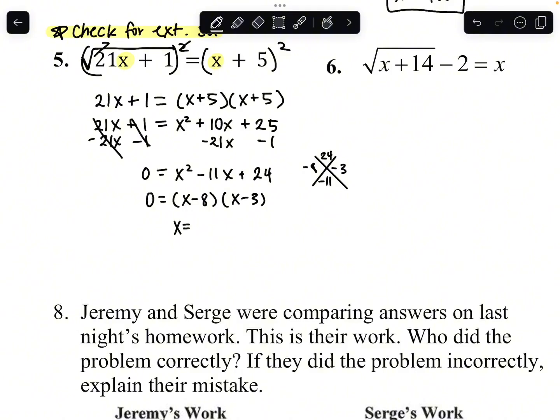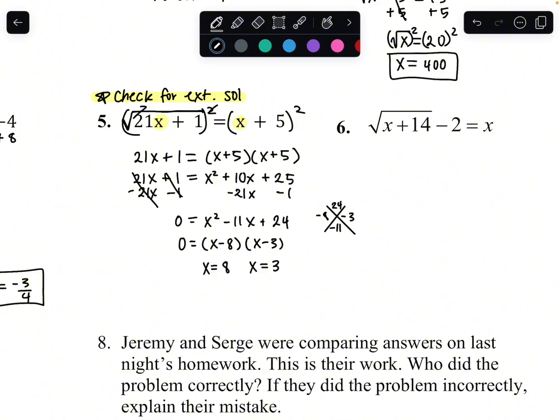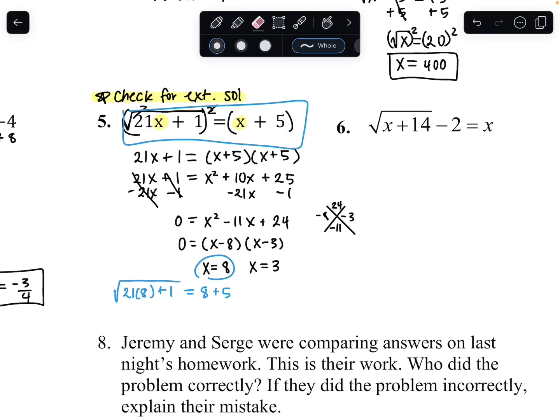And so to solve this, we would set each one equal to 0 and get x equals positive 8 and x equals positive 3. Now, we can't commit to these as our final answers until we check to make sure they're not extraneous. And so you check them by plugging it in to the original equation. And so testing x equals 8, I would have square root of 21 times 8 plus 1 equals 8 plus 5, doing the original equation before we squared both sides.